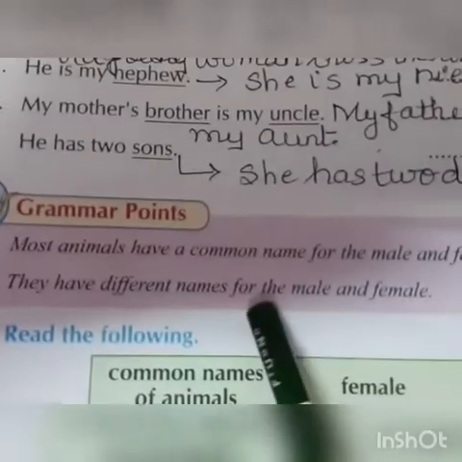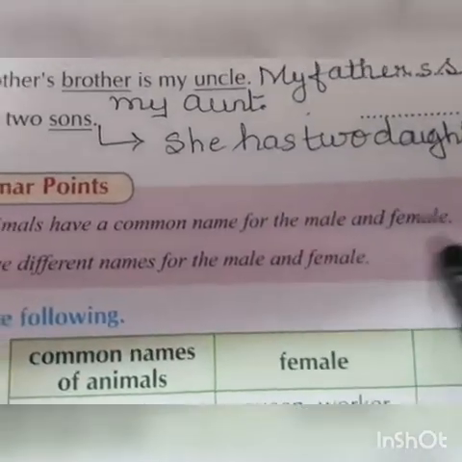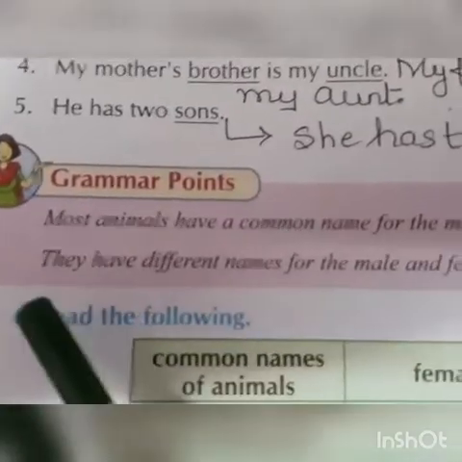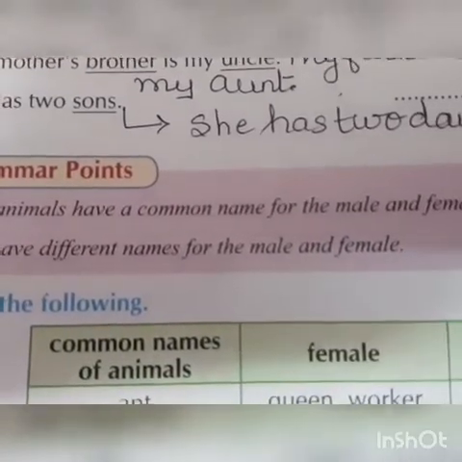Now next is your grammar point. Now, most animals have a common name for male and female. Most animals have a common name for male and female, and they have different names for the males and females.